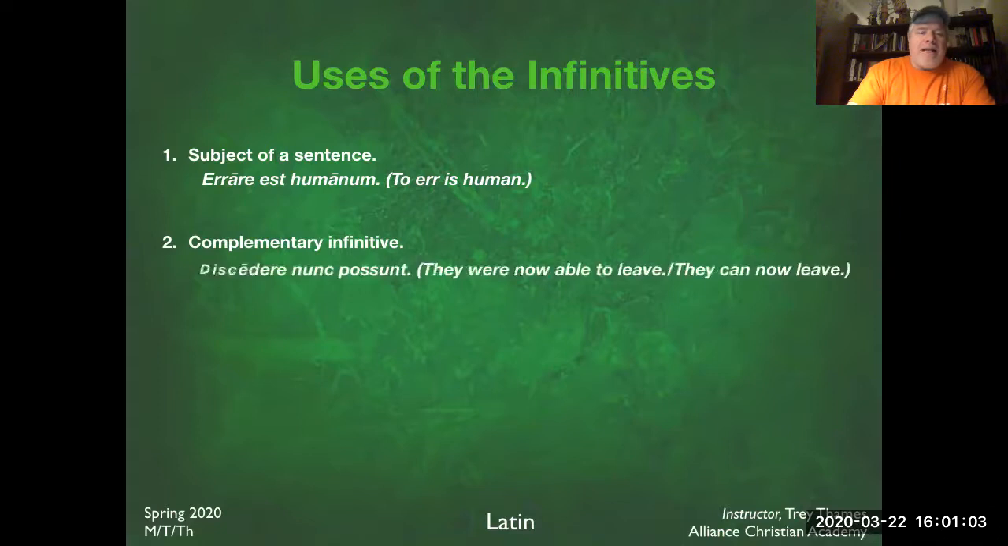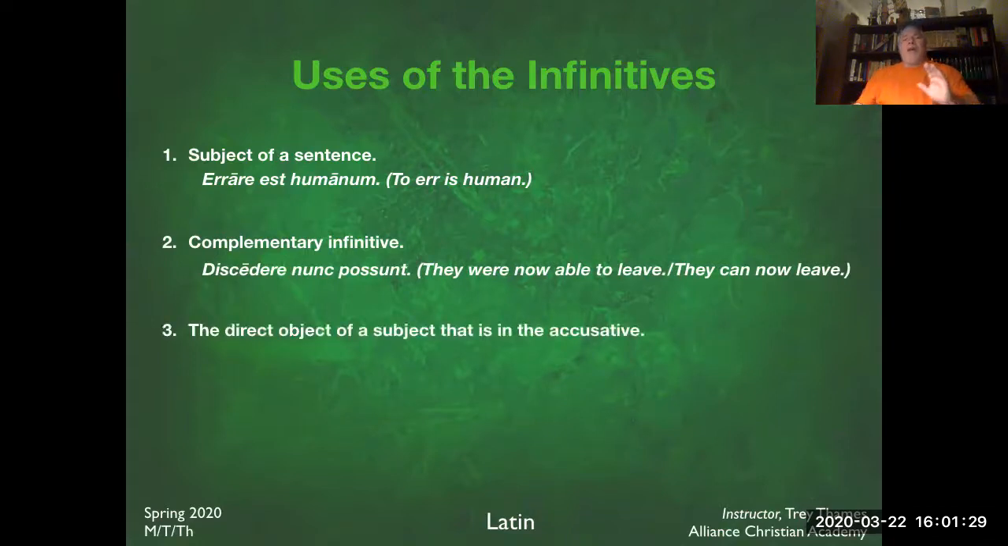Let's look at a Latin example here. Discedere nunc possunt. Discedere, obviously the present active infinitive. Nunc possunt is they are now able, discedere, to leave. Discedere is completing the thought. If you didn't have it, you would simply have they are now able. It's an incomplete thought. So discedere completes it. It's a complementary infinitive.